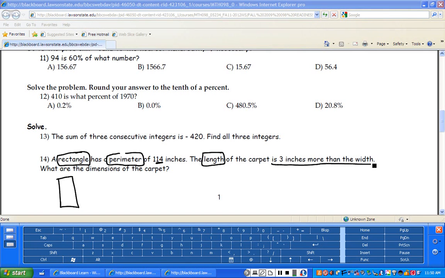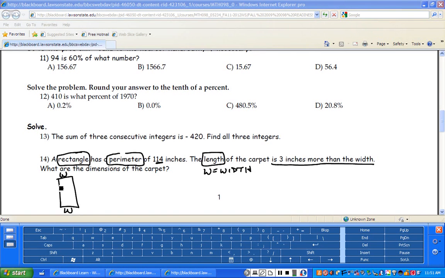Now, the length is 3 more than the width, but we don't know what the width is. So we just say W. W will be our width. We don't know it. Now, the fact that we're dealing with a rectangle lets us know that opposite sides are going to be the same. So if this is my width, then because of a rectangle, the opposite side is going to be the same thing. So if width is W, then this other side will be a W.